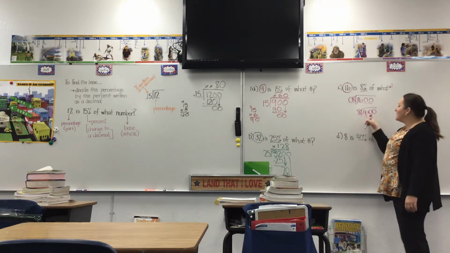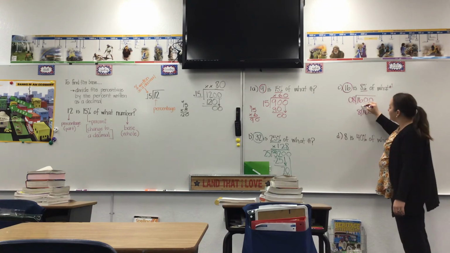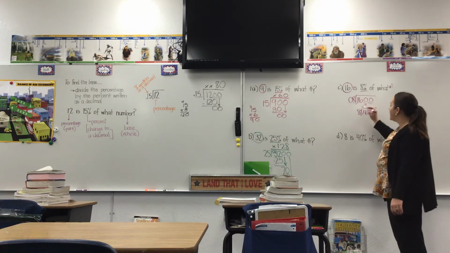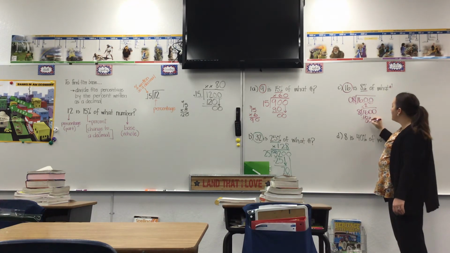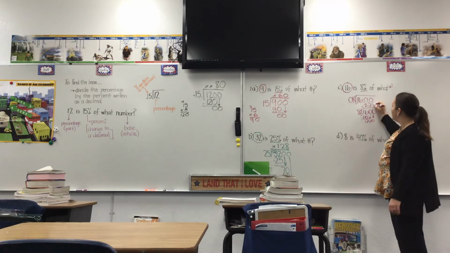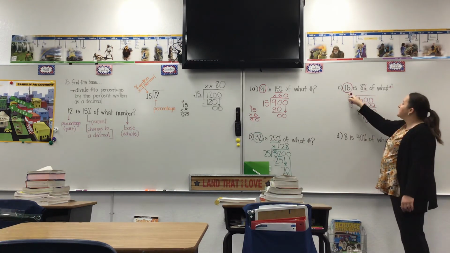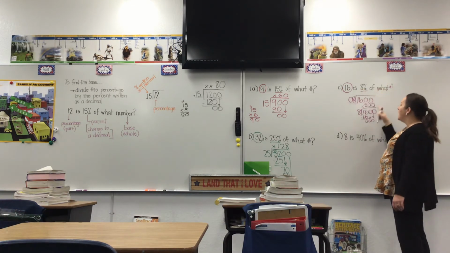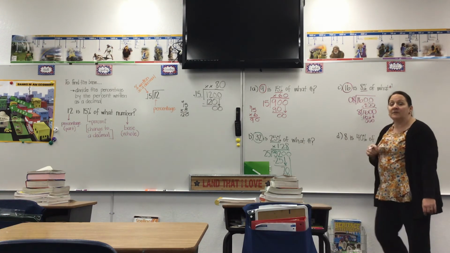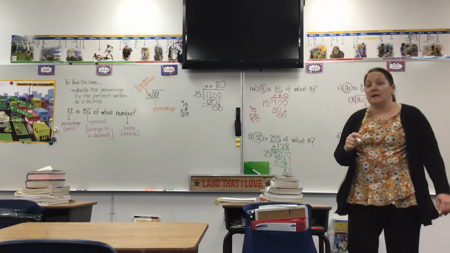How many times does 8 go into 1? Can't do it. Doesn't work. 8 into 16, 2. 2 times 8 is 16. Bring down my 0. 8 into 0, 0. Bring down my 0. 8 into 0, 0. So 16 is 8% of 200. Okay, I'm going to go ahead and pause the video and you keep working for a moment and I'll be right back.